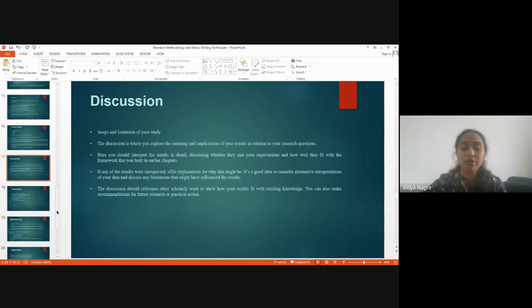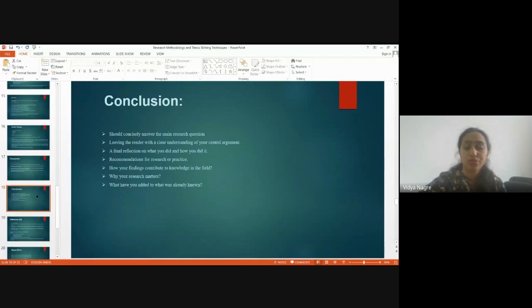You can also make recommendations for further research and practical actions. Now, this scope for further research section is very helpful for the upcoming scholars who want to research in your field of area but are not much aware about how to narrow down the research. So this section of scope for further research will help them out a lot.